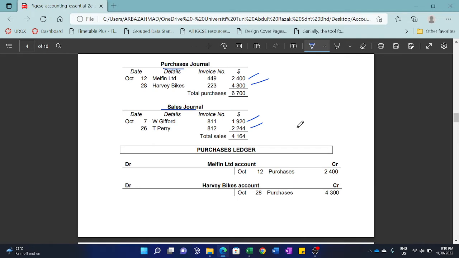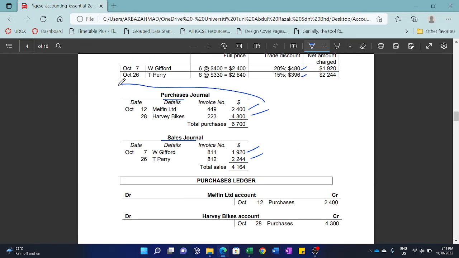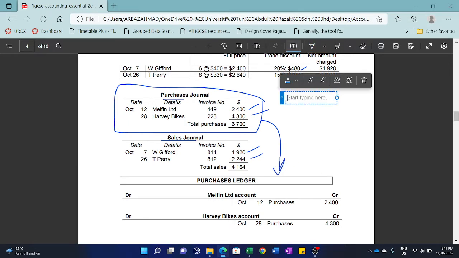Once you get these values right and you are ready to prepare the journal, you can transfer them into the ledger. So remember the cycle. We have journal first, then we prepare the ledger, then we prepare the trial balance, and then we prepare the income statement, and then we prepare the balance sheet, or we call it the statement of financial position.